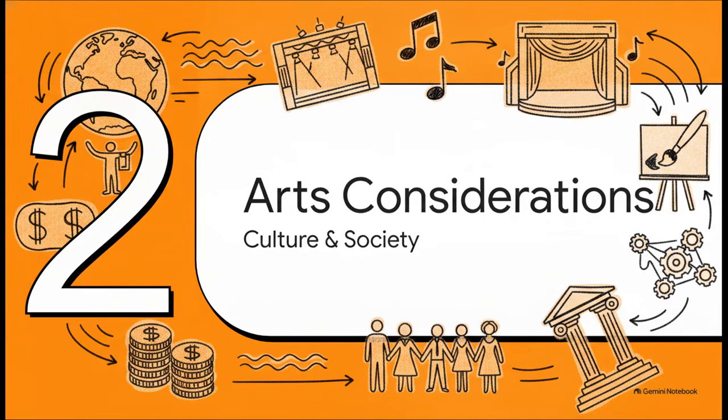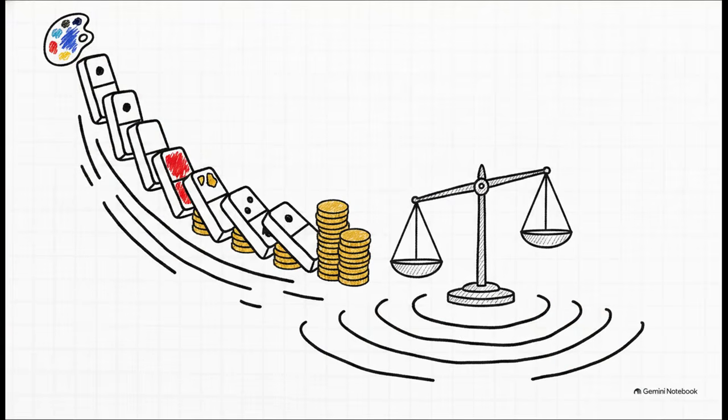Section 2. Interconnected arts considerations. Culture, society, and business. You see, art doesn't just exist in a vacuum. It directly intersects with our broader cultural identity and the economics of the business landscape. It's like a giant domino effect. Literally, every single creative decision you make sends massive ripple effects through society.